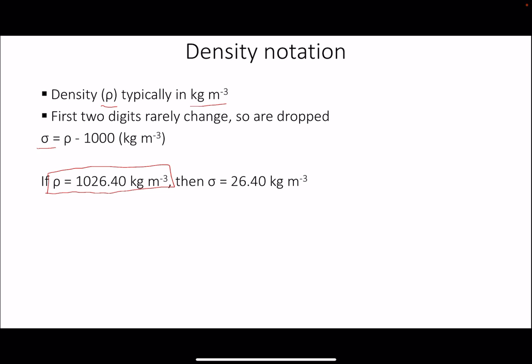So if the rho is 1,026.40 kilograms per meter cubed, then to get the sigma, we subtract 1,000. And so for that water parcel, it would have a sigma value equal to 26.4 kilograms per meter cubed. And of course, the units remain the same here.